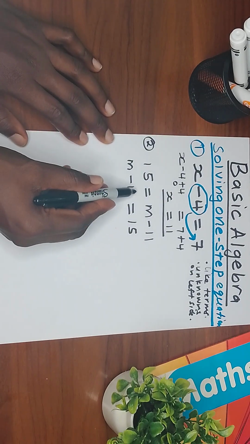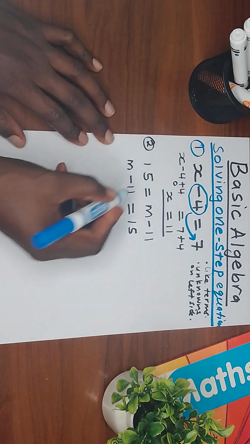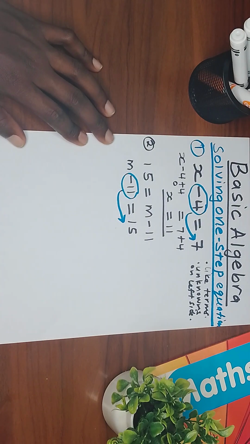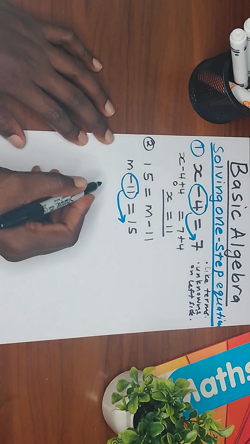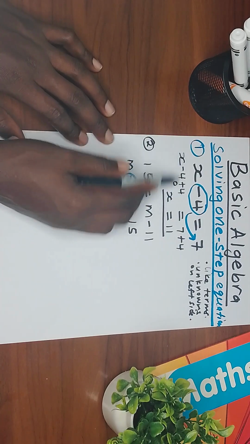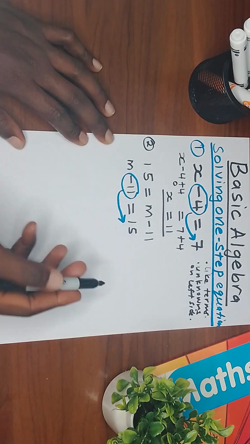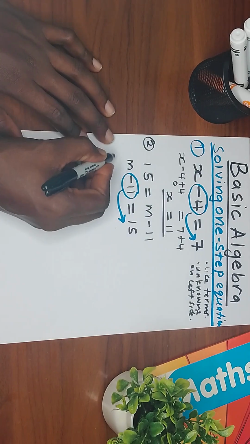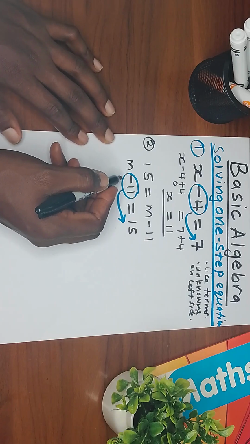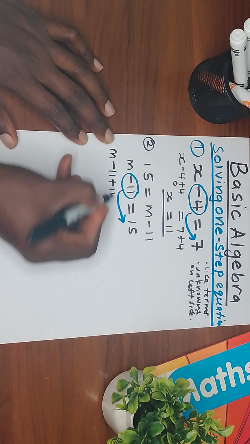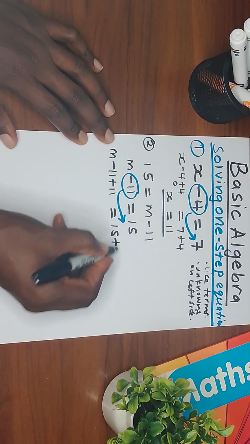So again we have negative 11 on this side, and we wanted it to cross to the other side to meet the other number, which is 15. So it is going to change the sign. In other words, sometimes some people just skip this step and they just write m equals 15 plus 11. But we need to understand how this comes. So we are going to add 11 on both sides. So we write m minus 11 plus 11 equals 15 plus 11.